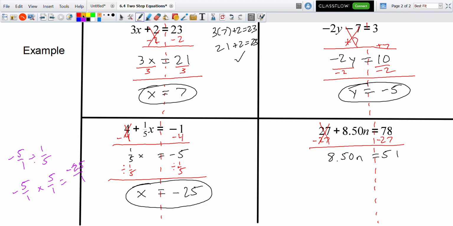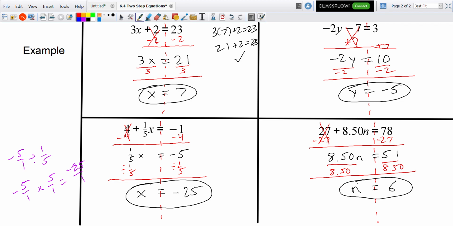And to get rid of that coefficient again, we just need to divide. Since it's 8.50n, it's multiplying by the n. I divide by 8.50 on both sides. 8.50 divided by 8.50 is 1. And when I do the same thing to the other side here, this is going to be 51 divided by 8.50, which is 6.